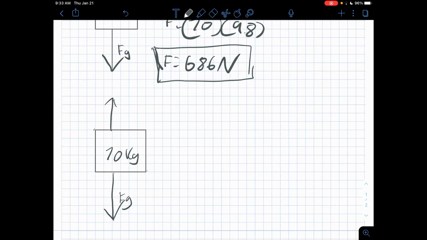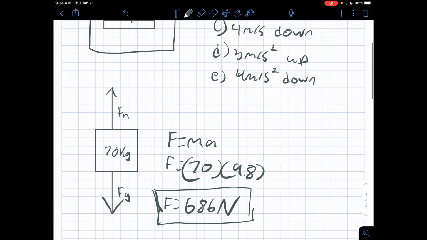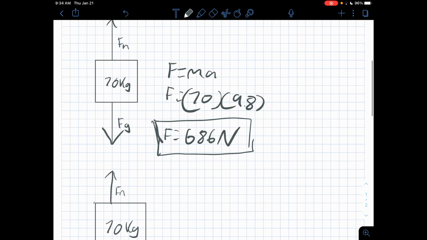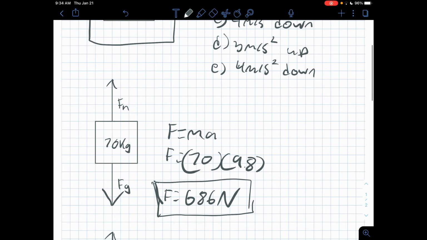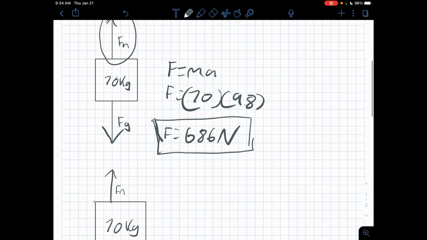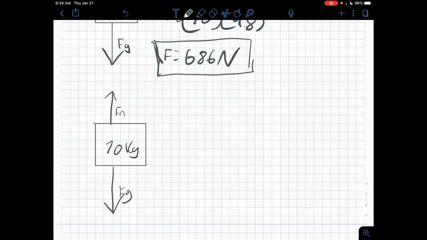Fg. Still the normal force, Fn. But there's also another force pulling it upwards because it's accelerating, right? I should make it clear that the scale is reading the normal force on the object. So what the scale is actually reading is this force. And as you know, the normal force is just the counteracting force of the force of gravity. So that's just something that you'll need to know.